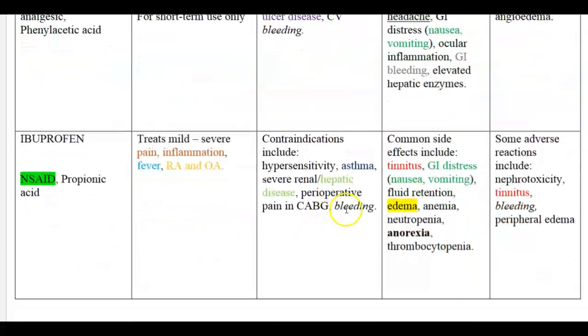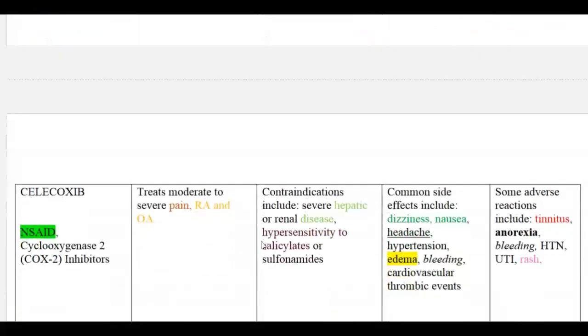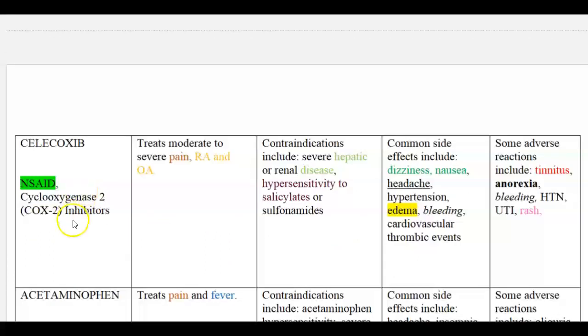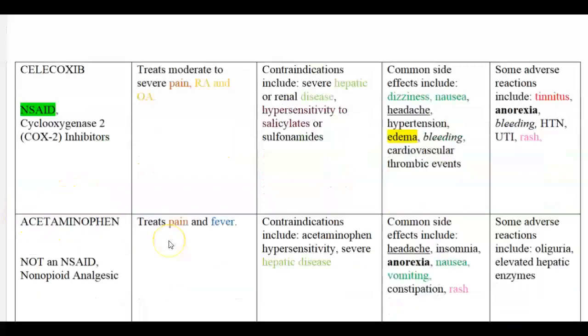So it's over and over again, the GI issues and the bleeding. When you get to the selective COX-2, GI issues are going to be less because the COX-2 is specific for inflammation and pain.